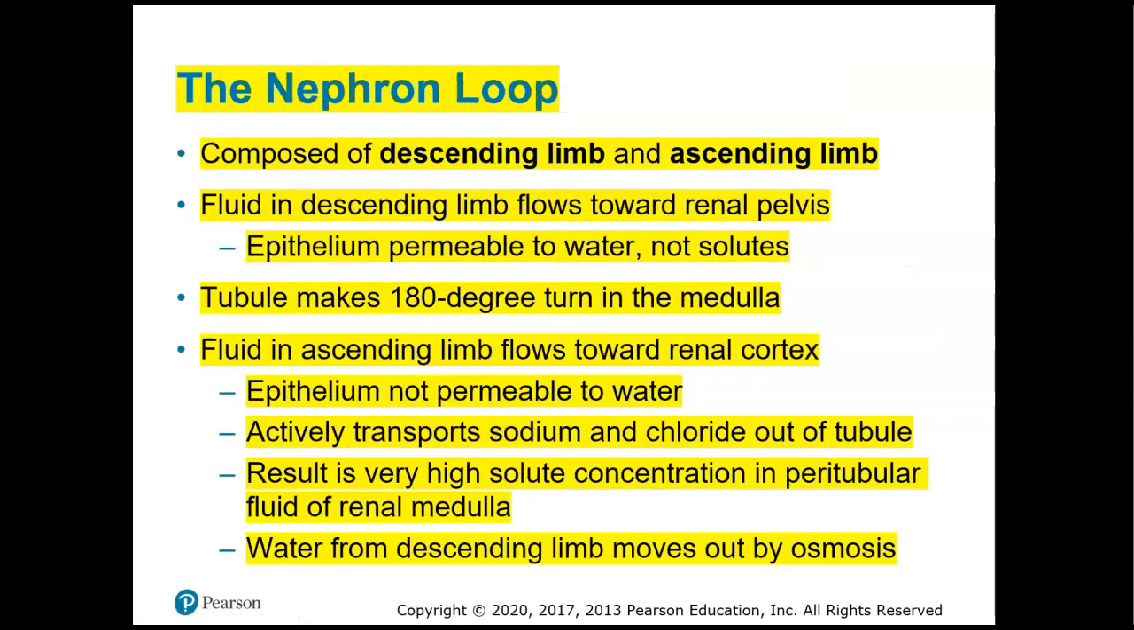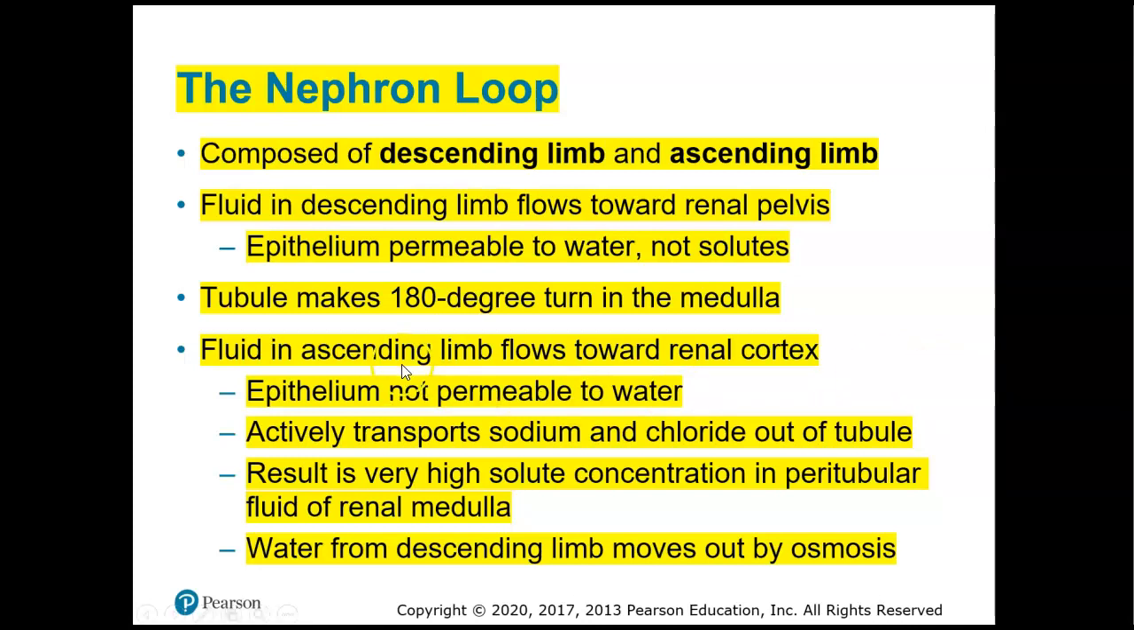Then the nephron loop is designed to concentrate the urine. There are two portions: the descending limb and the ascending limb. The descending limb is permeable to water but not solutes. So water moves out, solutes stay in, and as the filtrate gets further and further to the bottom of the loop, it gets more and more concentrated.